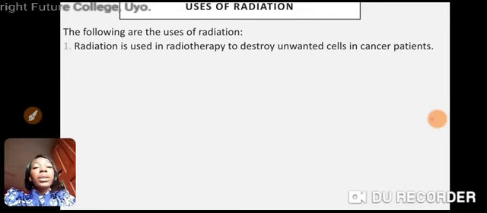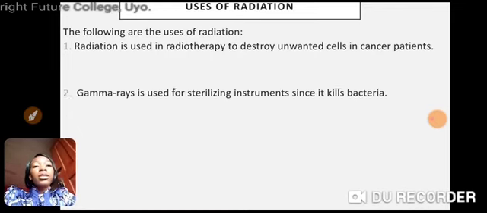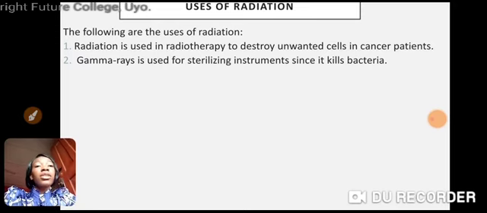Cancer patients. What the medical personnel do is that they expose the part of the body that is cancerous to gamma rays. Okay, and so the gamma rays will kill off the cancerous cells, making that affected part of the body heal. The second use of radiation is that it is used for sterilizing instruments since it kills bacteria.